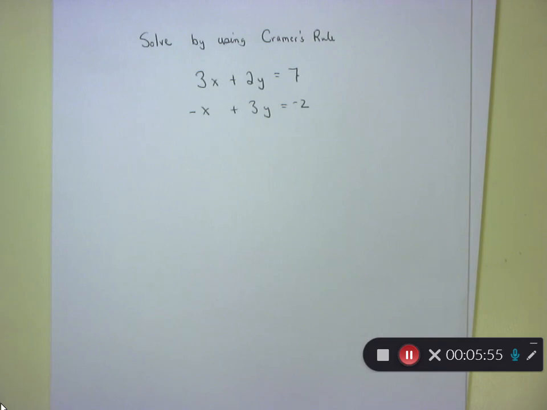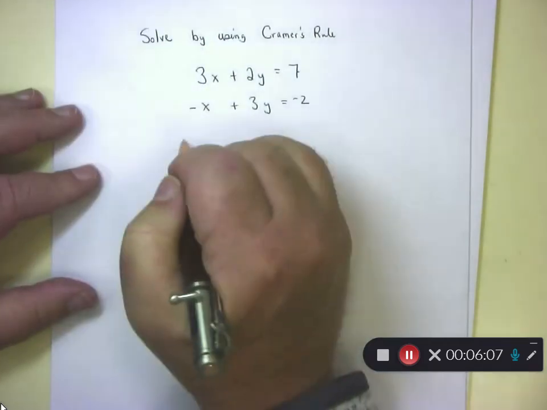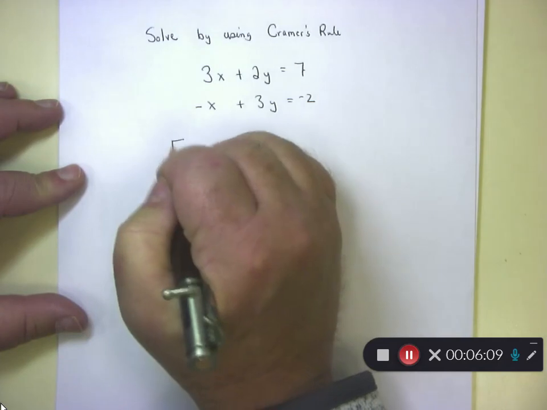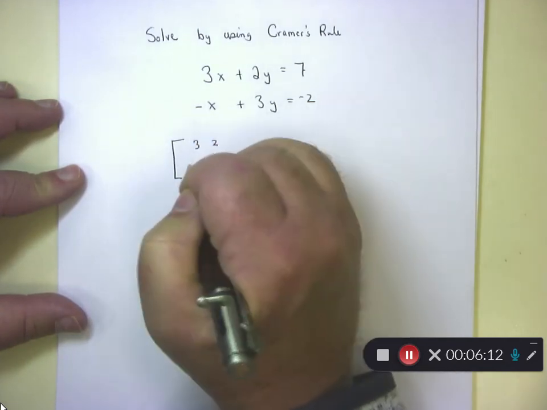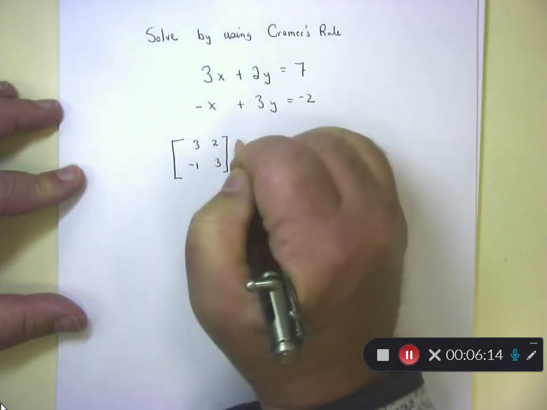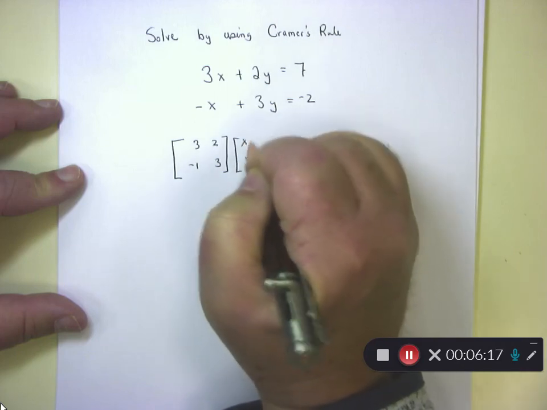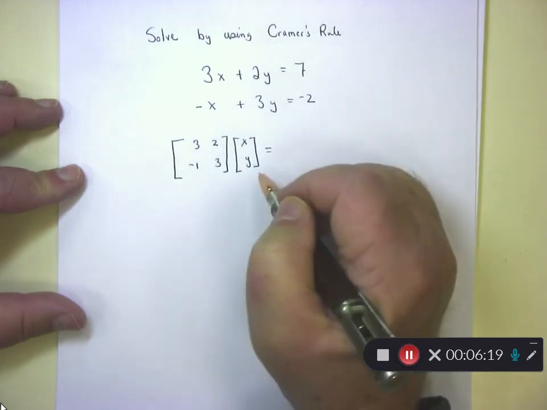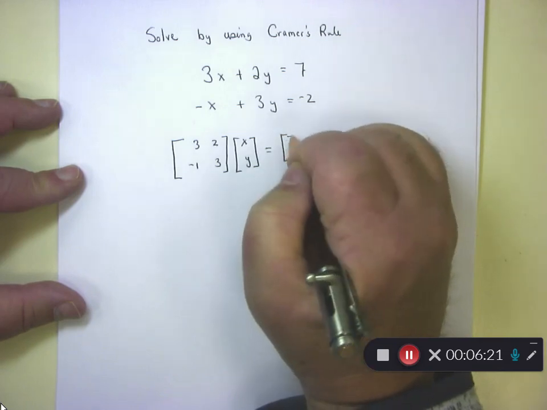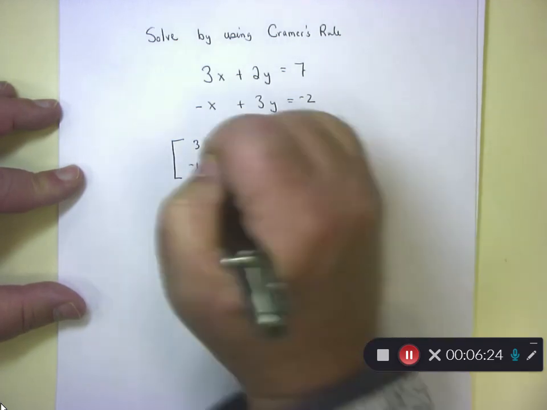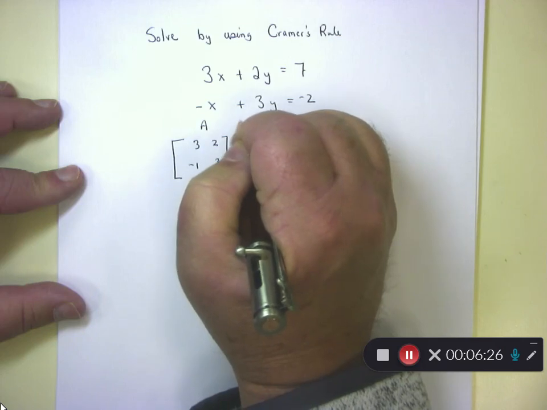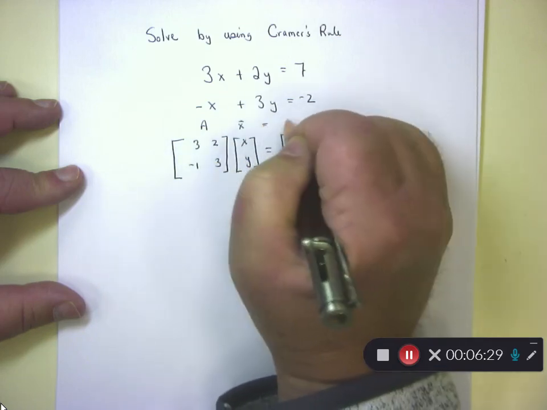So, first thing I'm going to do is what? Again, let's prepare like it's going to be your test, which is coming soon. What would you do first? Outstanding. Write it in matrix form. So writing it in matrix form, we get 3, 2, negative 1, 3, multiplied times your x, y, that's your unknown vector there, is equal to 7, negative 2. And it's now the form of matrix A times vector x, which is what we're trying to solve for, equals vector B.